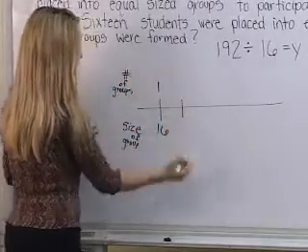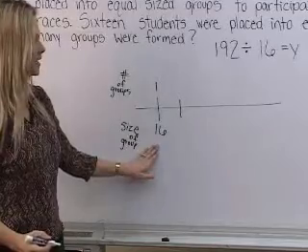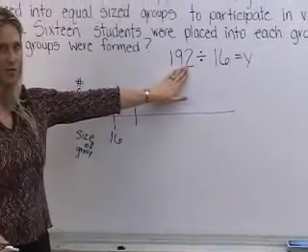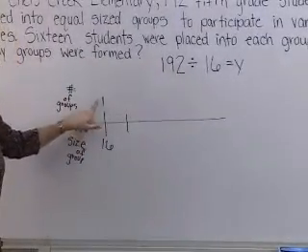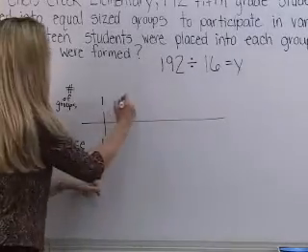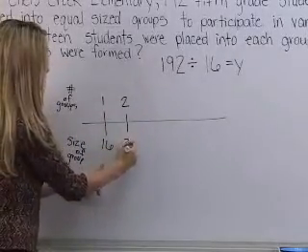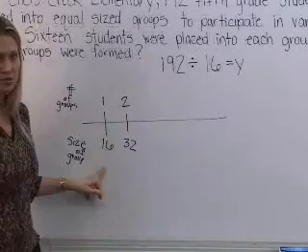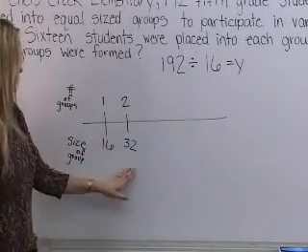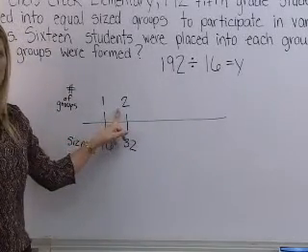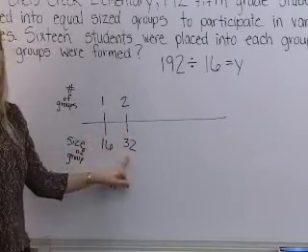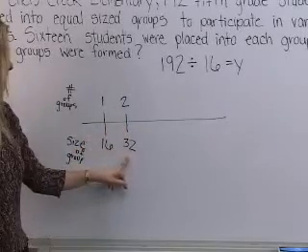A comparison can be made using this table until we reach our desired outcome of 192. If one group of 16 equals 16, two groups of 16 would equal 32 of the students. So this would represent that two groups have been formed of 16 students in each group for a total of 32 students that have been placed.